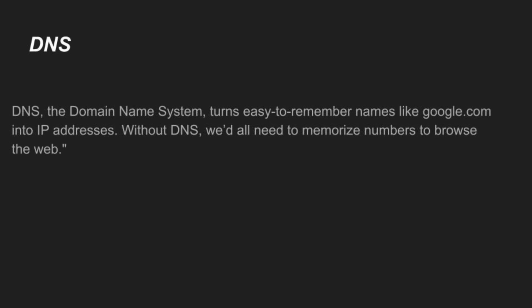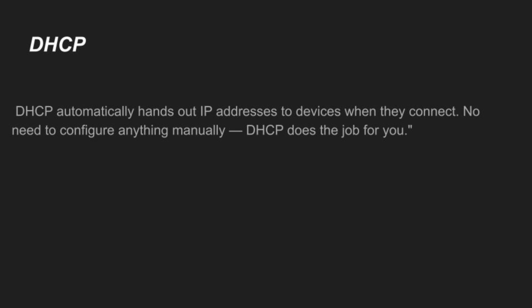DNS. DNS, the domain name system, turns easy to remember names like google.com into IP addresses. Without DNS, we'd all need to memorize numbers to browse the web. DHCP. DHCP automatically hands out IP addresses to devices when they connect. No need to configure anything manually, DHCP does the job for you.